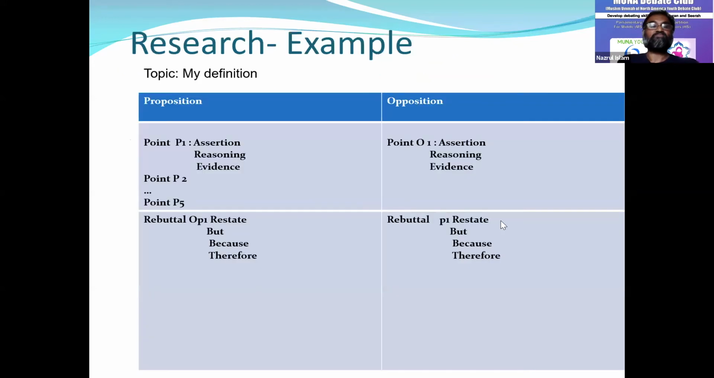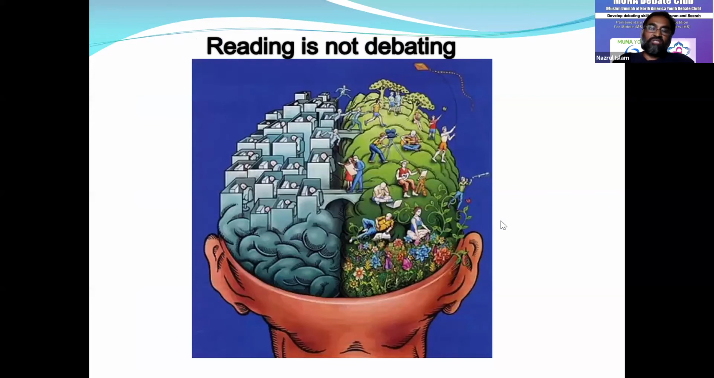Okay. Now, here is the slide that you can use for your debate. Number one, point number, assertion, reasoning, evidence. Point two, point 3, 4, 5, and so on. For the opposition, assertion, reasoning, and evidence. And for the refuting, the same thing, I put it there. This is the most important one. I see a lot of debaters do this mistake again and again. I don't know why.